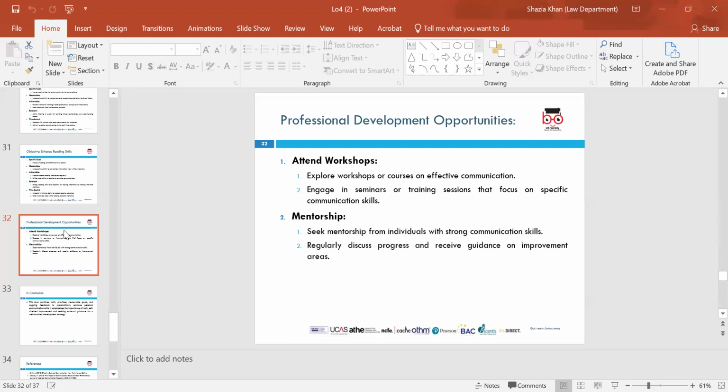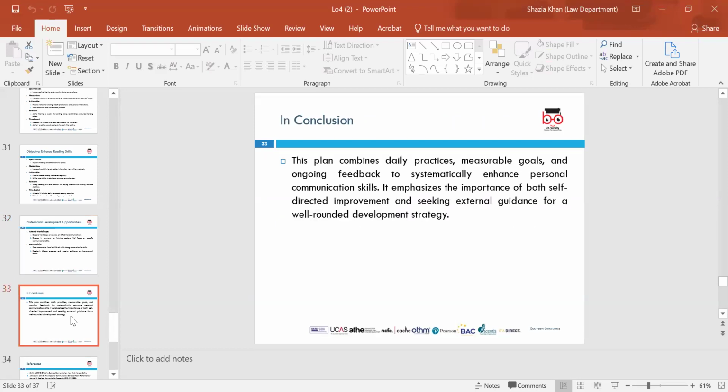Also, regularly discuss progress and receive guidance on improvement areas. So it's good to have constructive feedback. It's good to get guidance and support to identify where you need improvements. In conclusion, this plan combines daily practices, measurable goals, and ongoing feedback to systematically enhance personal communication skills. It emphasizes the importance of both self-directed improvement and seeking external guidance for a well-rounded development strategy.